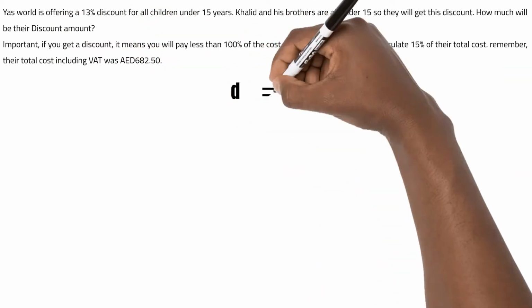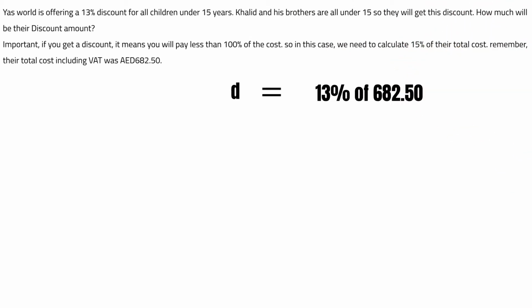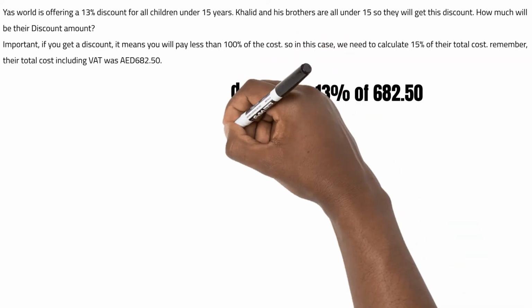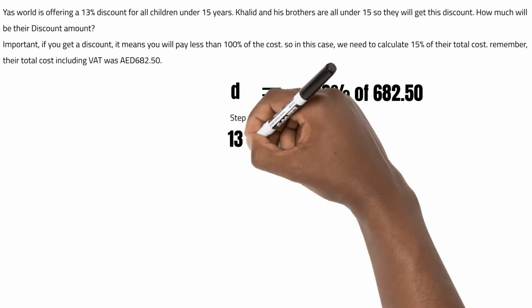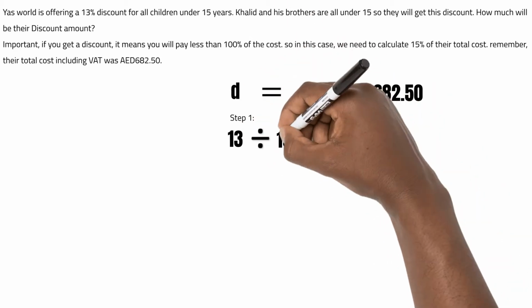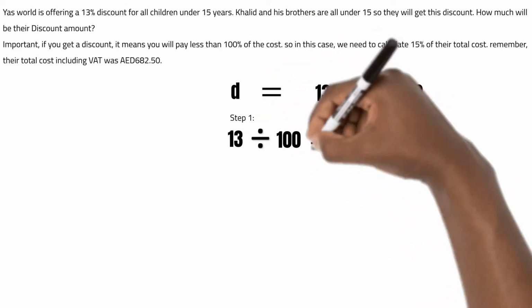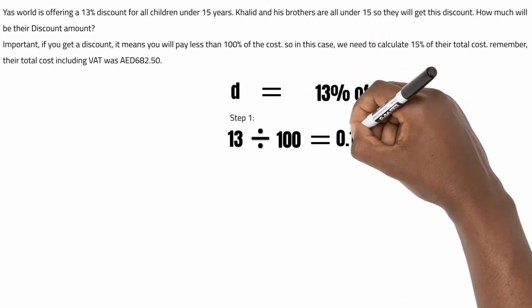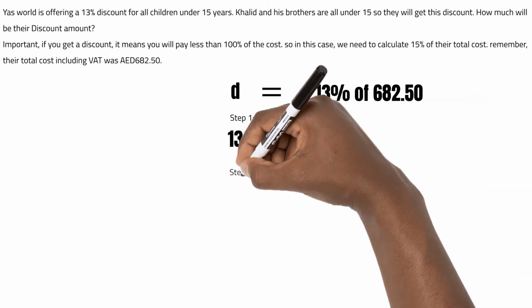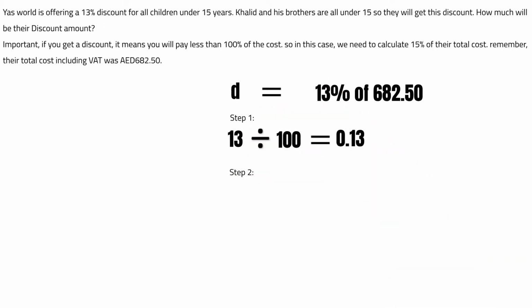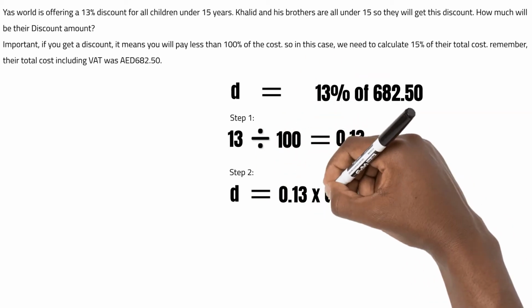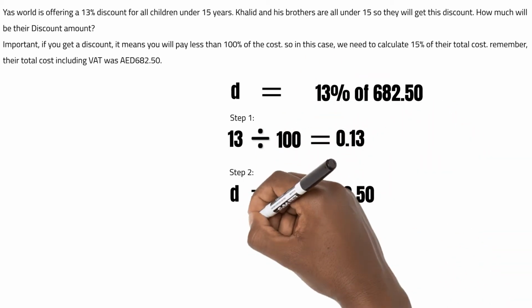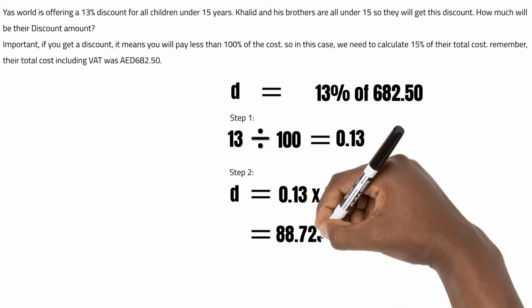So the discount amount D is equal to 13% of 682.50. We will follow the same steps as before. Step 1. Convert the percent to a decimal by dividing it by 100. So 13 divided by 100 is 0.13. And the word of means multiply. Then step 2. We multiply the 0.13 with 682.50. So now we have D equals 0.13 times 682.50, and this gives us 88.725.